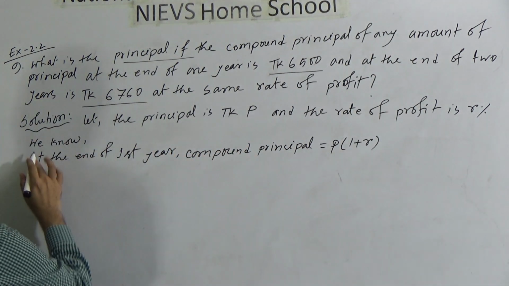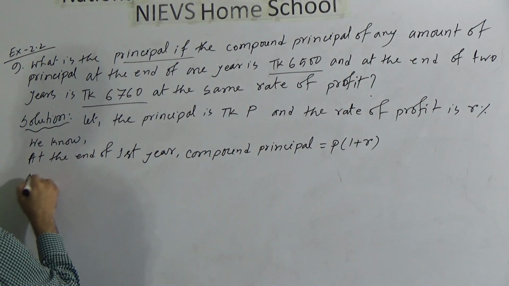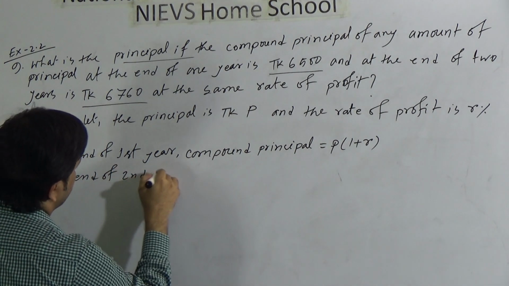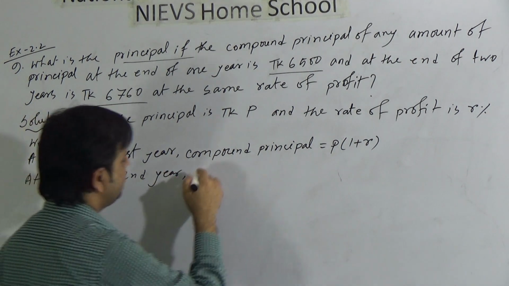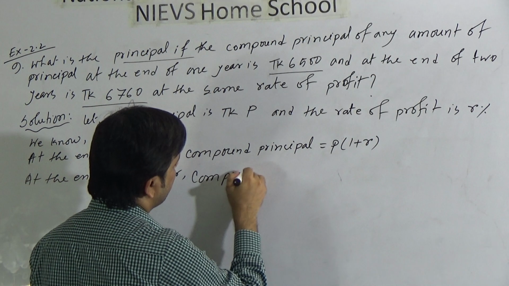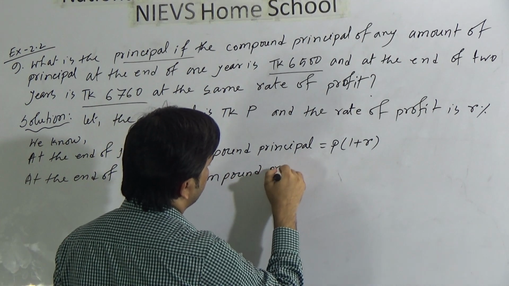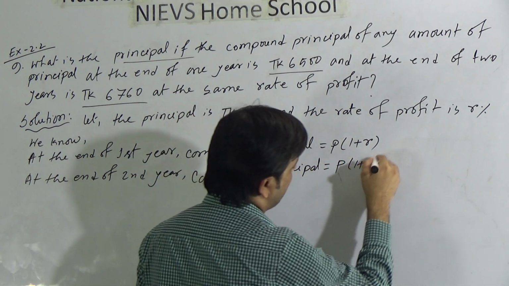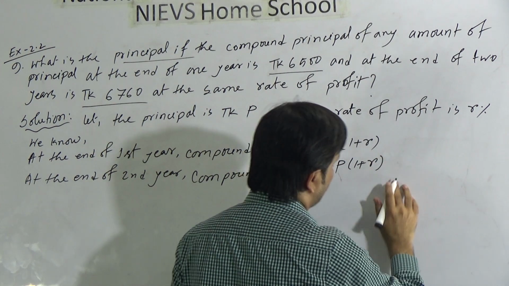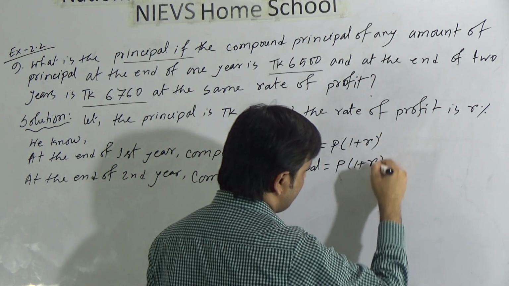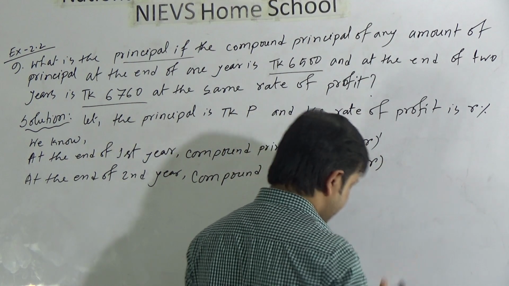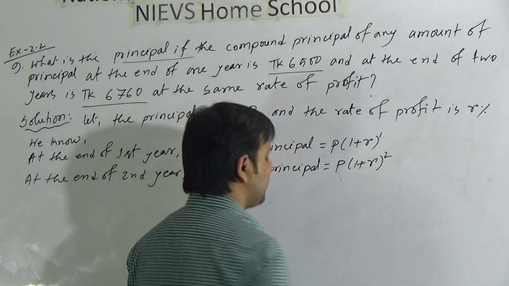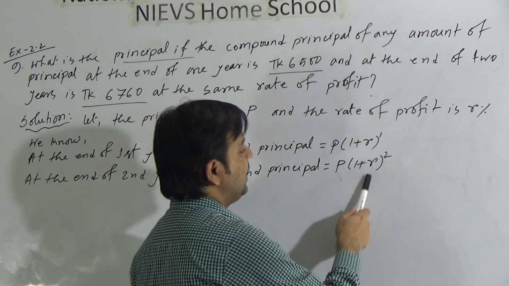Okay, now at the end of second year the compound principal is P into 1 plus R whole to the power n. We know the formula. As this is the first year, we should write 1, but 1 may be written or not, both mean the same. So for the second year we can write here 2. If you want, you can write 1 for the first year. The value of n is 1 and the value of n is 2.